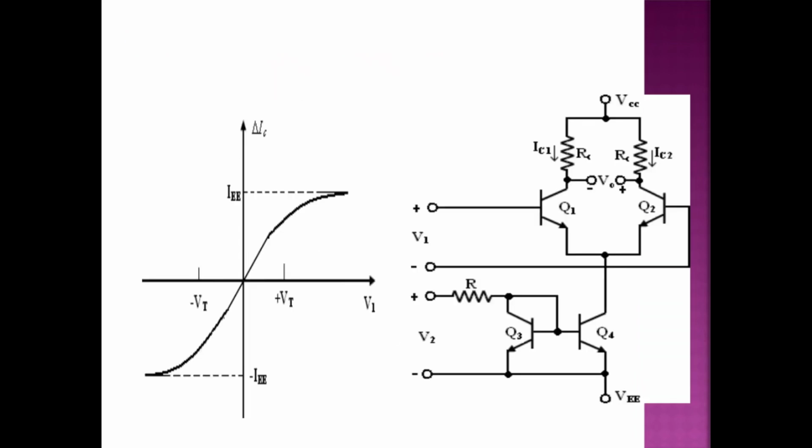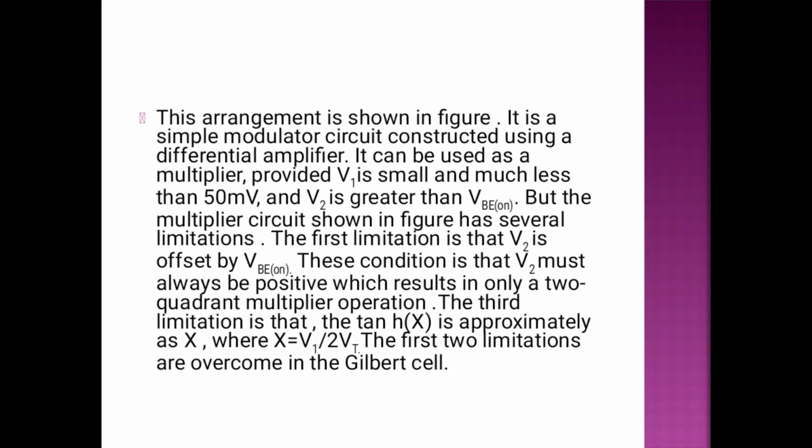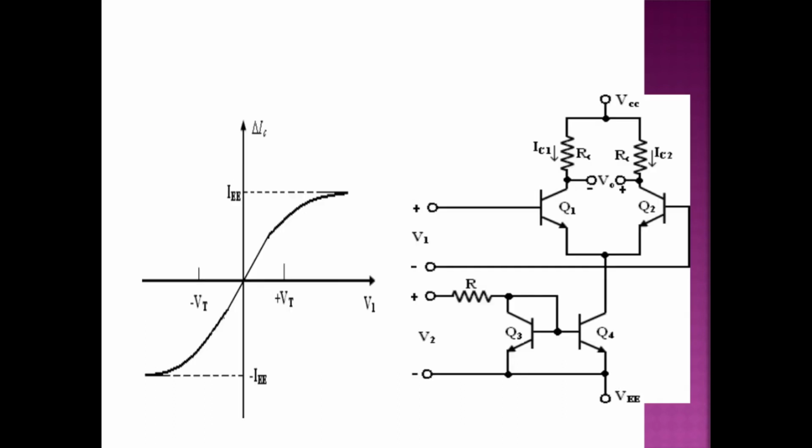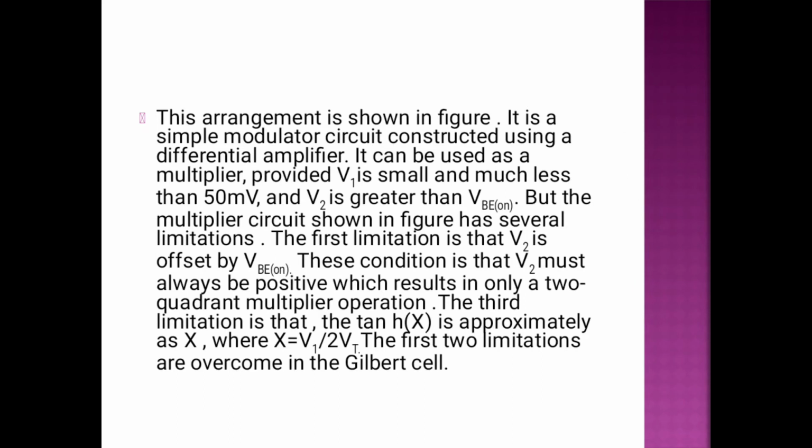This is the output representation for the coupled transistor. So the arrangement is shown in the figure. It is a simple multiplier circuit constructed using a differential amplifier. It can be used as a multiplier provided V1 is small, much less than 50 millivolts, and V2 is greater than Von. But the multiplier circuit shown has several limitations.